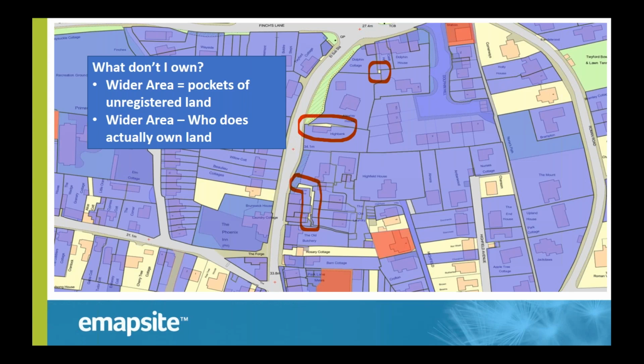So it provides the wider area. It gives you greater insight into neighbouring landowners as well. Say, for example, you've got a tree overhanging your asset. You'll be able to find out who actually owns the land where the tree is based.